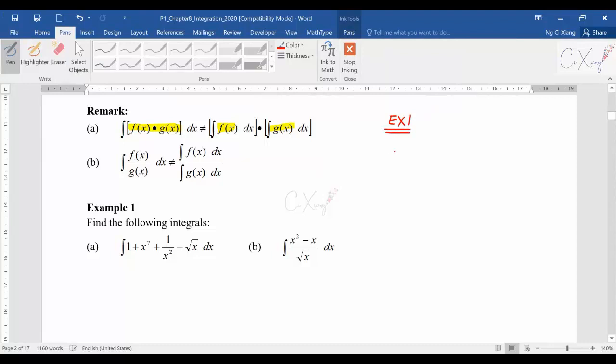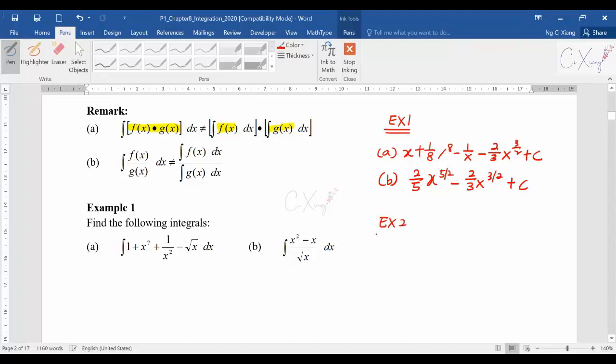So for example 1, the answer for part A is plus 1 over 8 x power 8 minus 1 over part A. And then for part B, this one is basically to check whether you know the very basic integration rules or not. Of course, in the exam, they seldom ask you this kind of question. Too straightforward already, and too simple also.